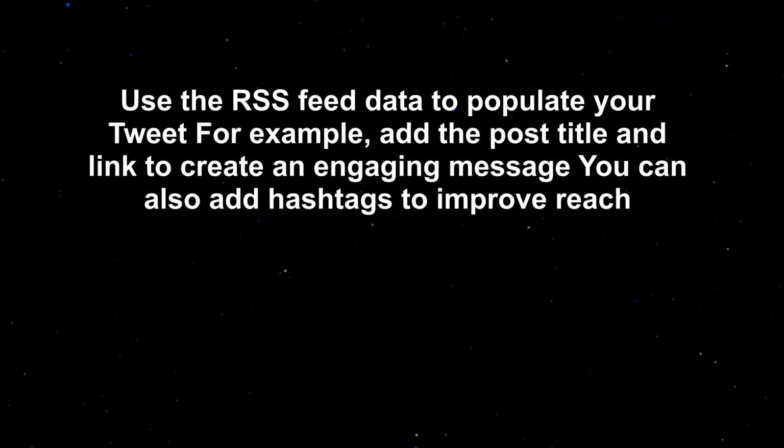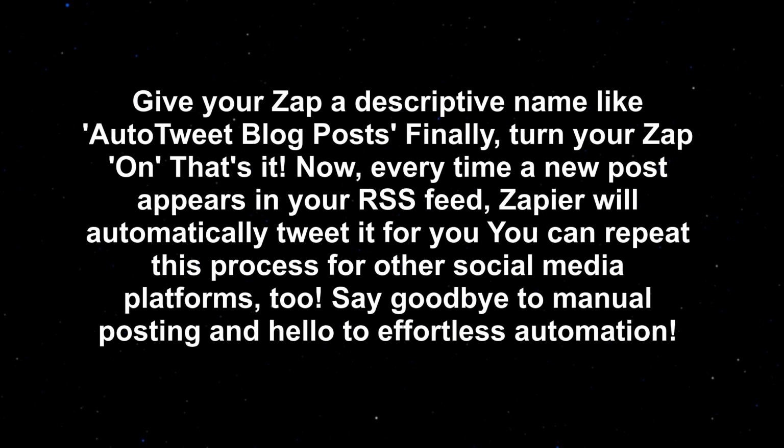You can also add hashtags to improve reach. Give your Zap a descriptive name like Auto Tweet Blog Posts. Finally, turn your Zap on. That's it. Now, every time a new post appears in your RSS feed, Zapier will automatically tweet it for you.